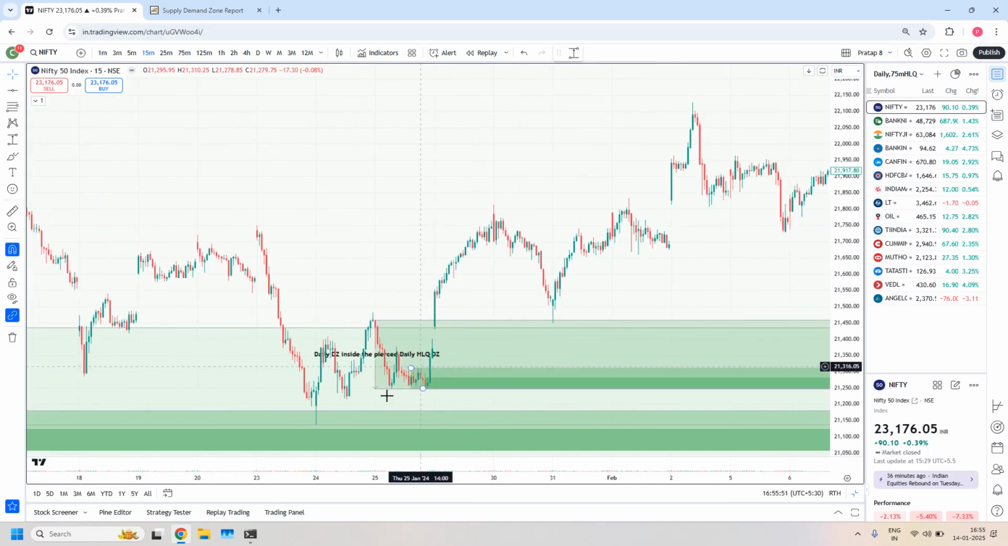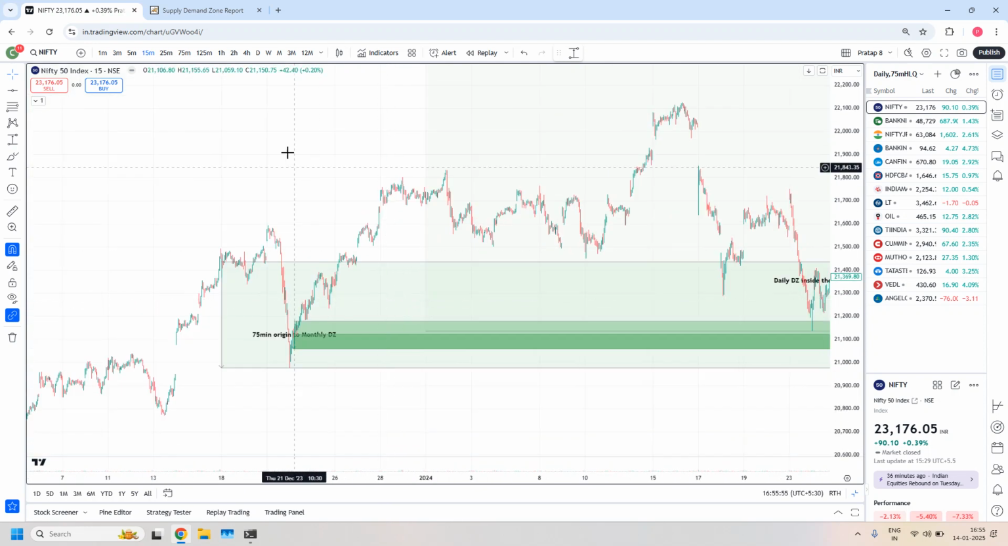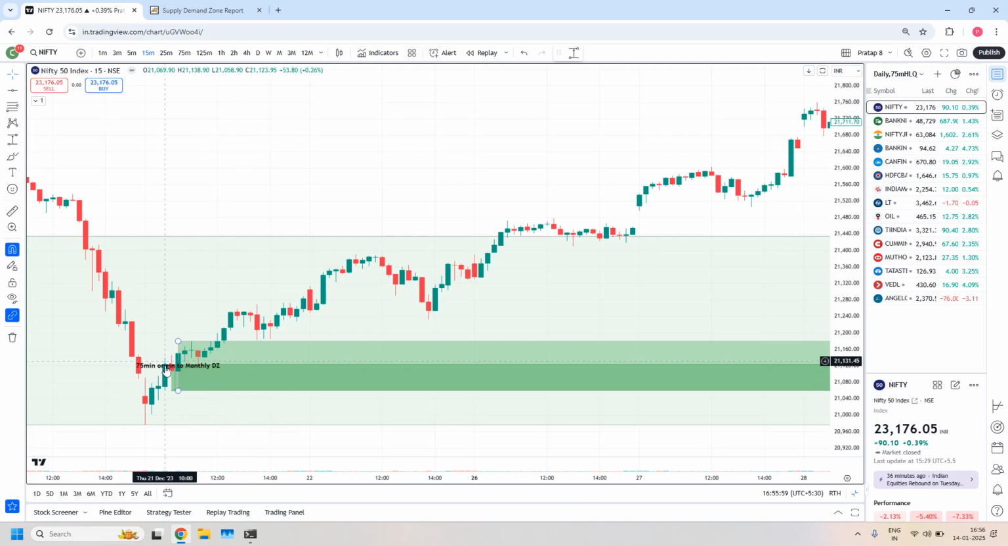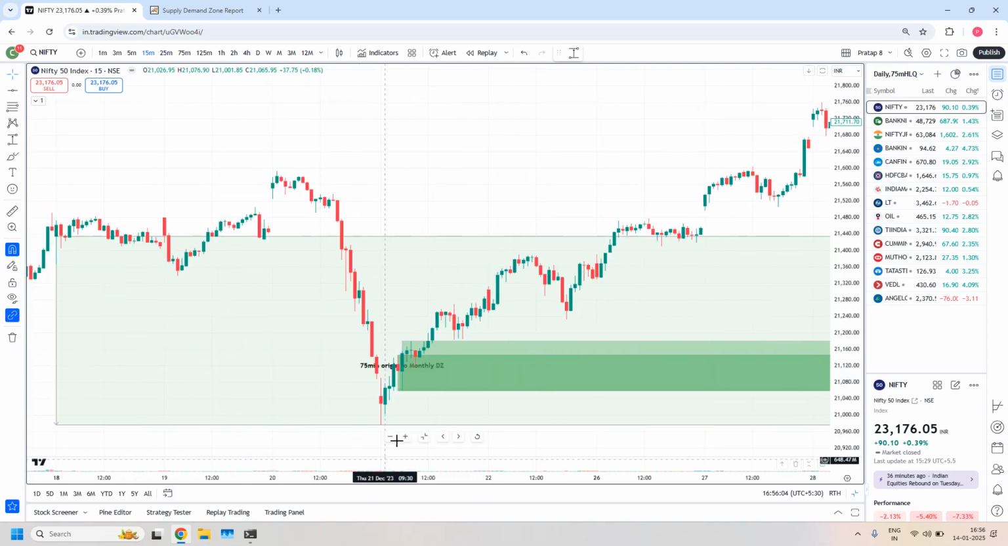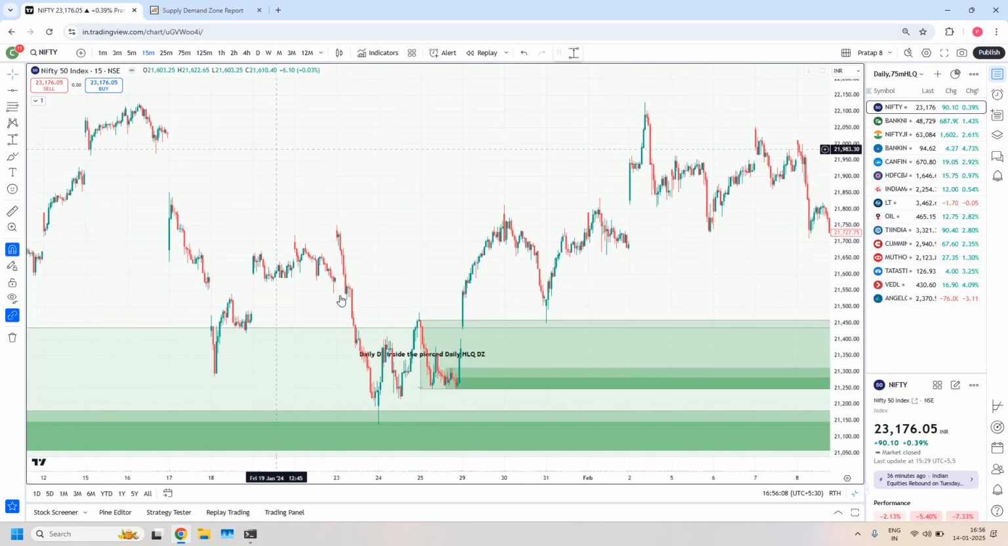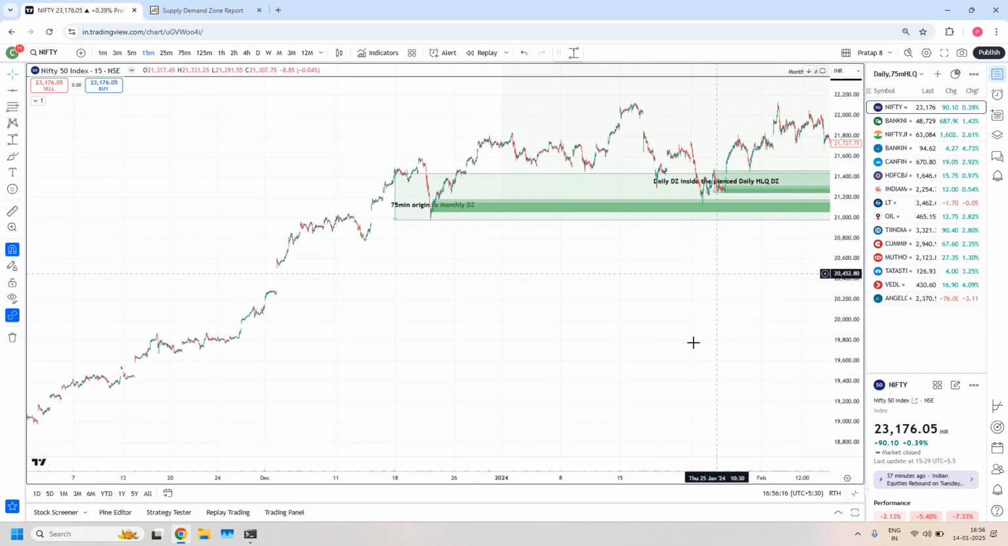See here, it came close to the 15-minute zone and picked up the order. Because I have drawn type 2 proximal. Now let me draw week to week, you will understand. Rally base rally. Now you see, monthly picked up the orders from the 15-minute zone, and then the entire order flow started moving up.